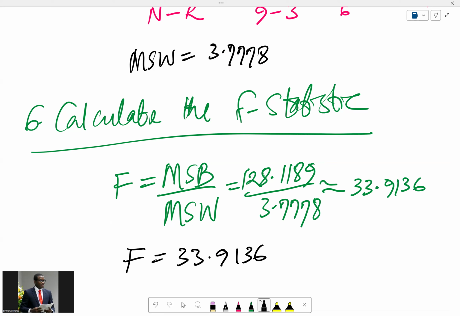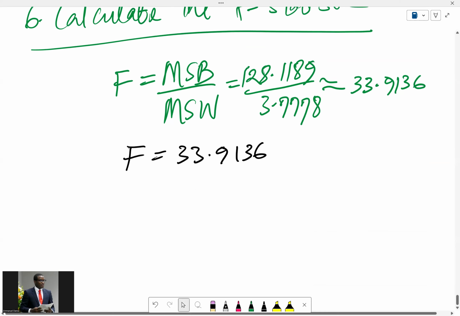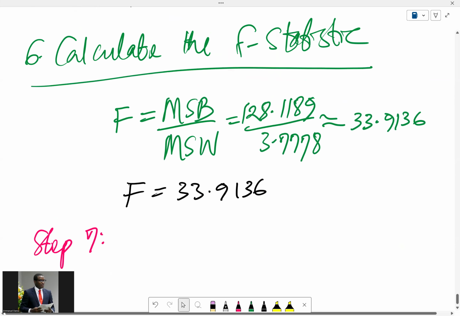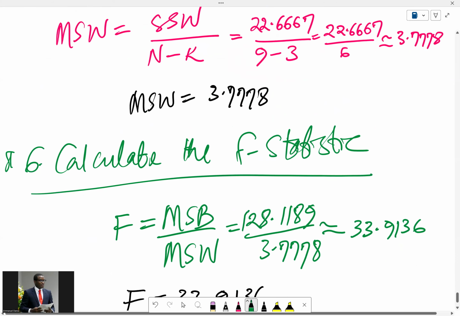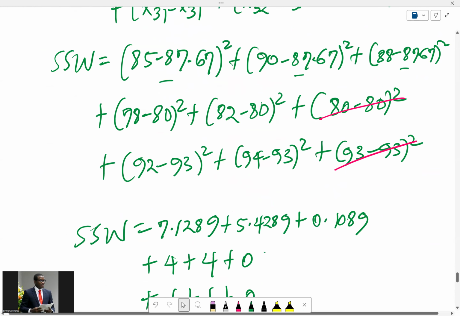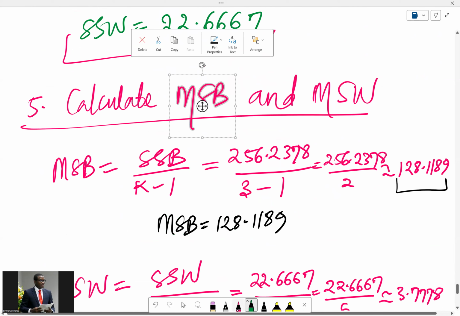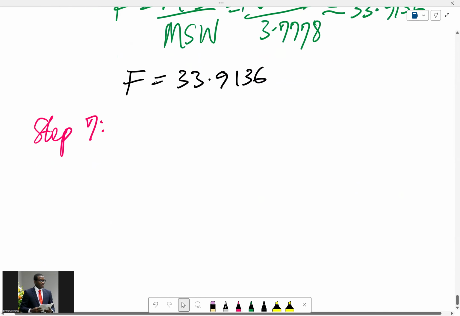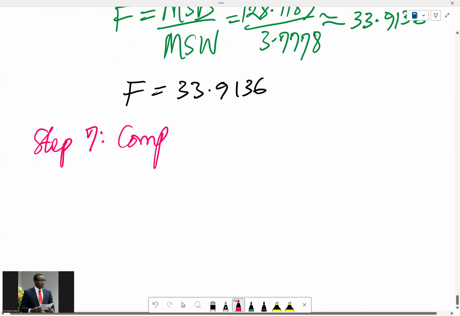Then next we need the critical value or the p-value, anyone of the two. So that's now step 7. I think I stopped writing the step numbers at this point. Now for step 7, we want to compare with the critical value.